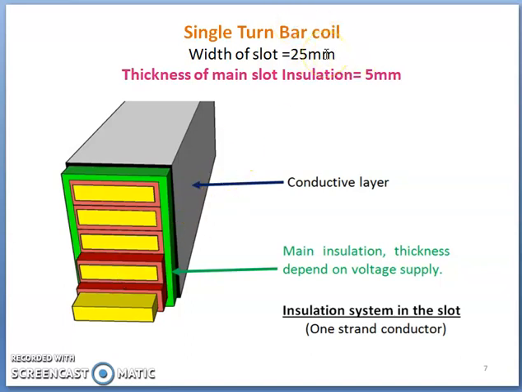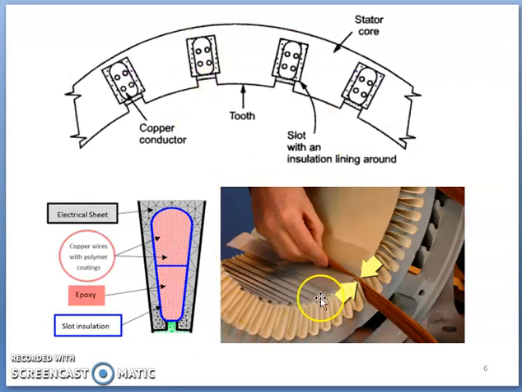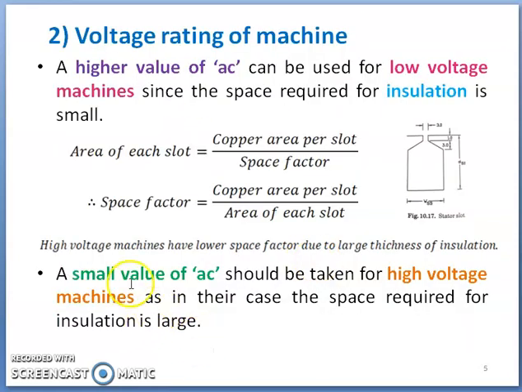Instead of circular section, bar conductors are used. And for such a case, usually the width of slot is 25 mm, and thickness of main slot insulation is 5 mm. Here this shows main insulation thickness, and this depends upon voltage rating of the machine. Then by seeing these images you will understand a small value of AC should be taken for high voltage machines, as in their case the space required for insulation is large.